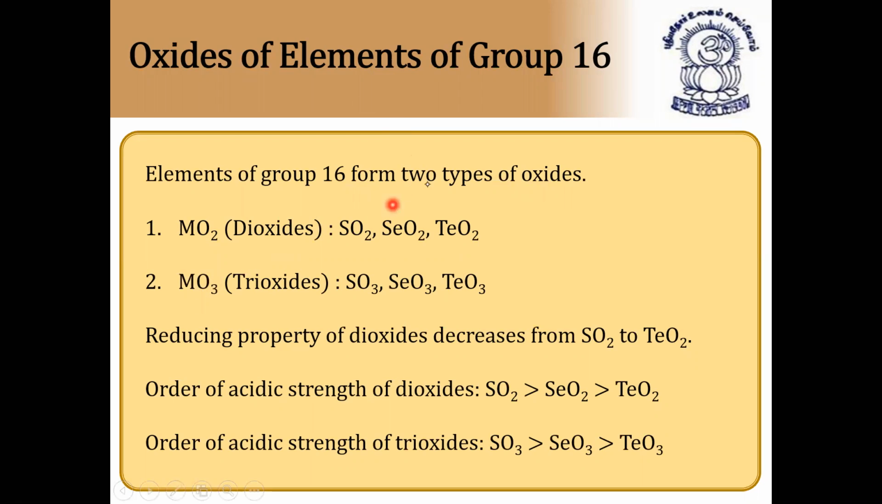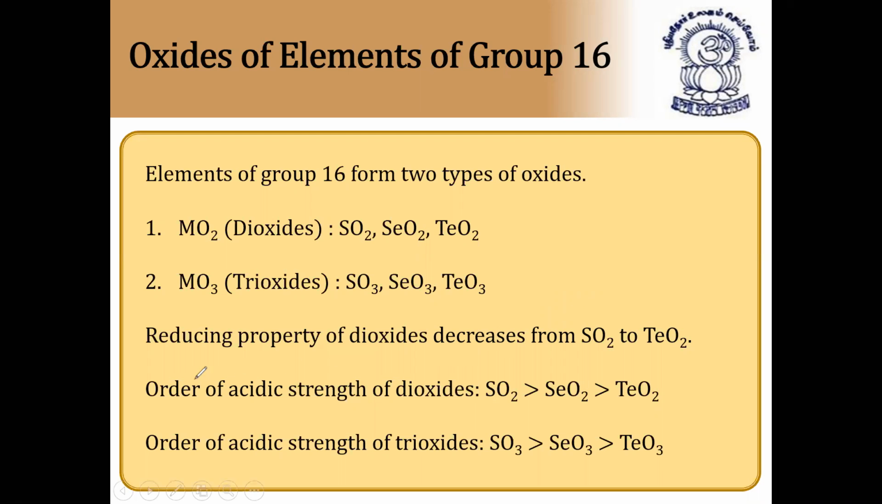Elements of group 16 form two types of oxides, MO2, that is dioxides, and MO3, trioxides. So sulfur dioxide, selenium dioxide, tellurium dioxide, and trioxides: sulfur trioxide, selenium trioxide, tellurium trioxide. Reducing property of dioxides increases from sulfur dioxide to tellurium dioxide. Very, very important, the reducing property. Sulfur dioxide is acidic in nature. Tellurium dioxide is amphoteric in nature.